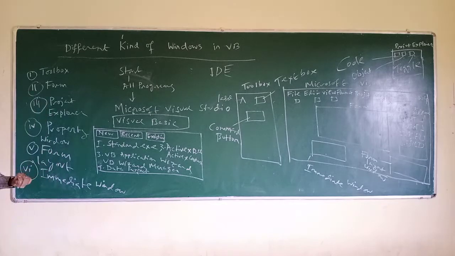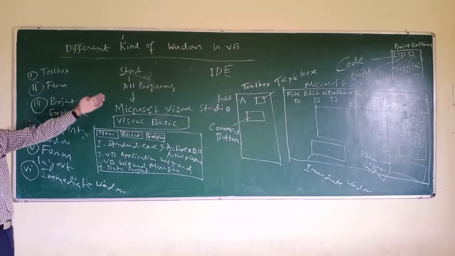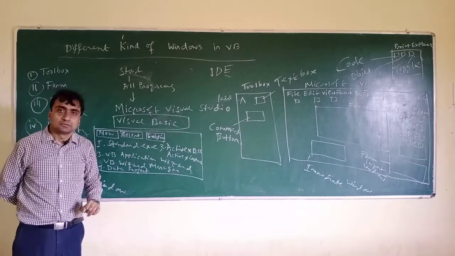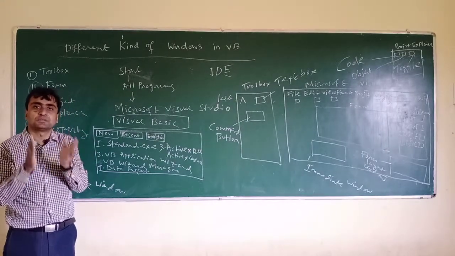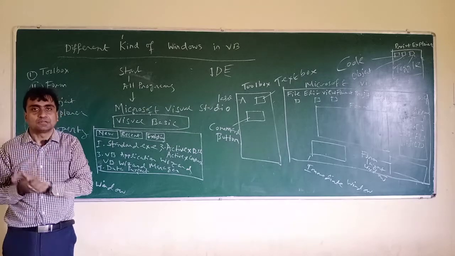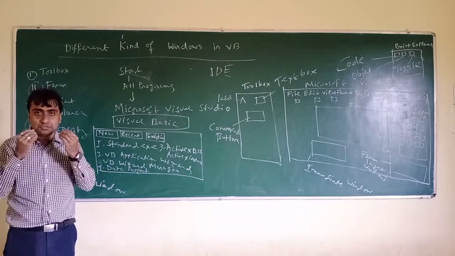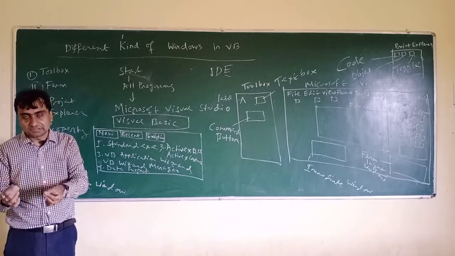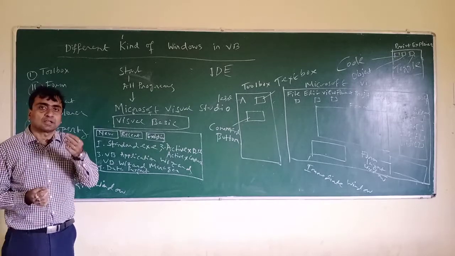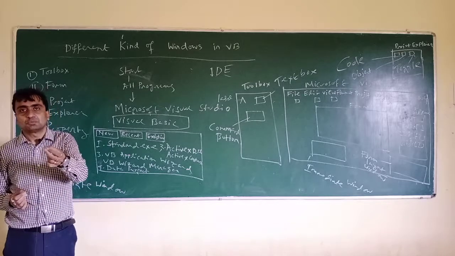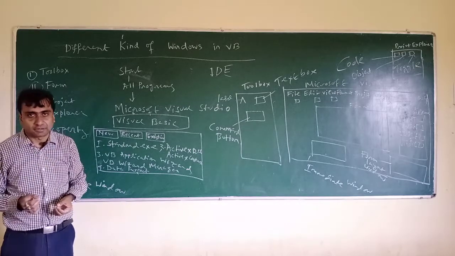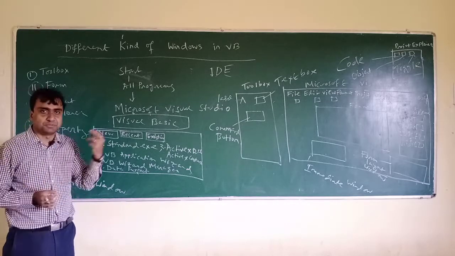Today we'll study what? Different kinds of windows in VB. Why is that word window coming? Because Visual Basic is based on design and coding. Visual Basic is based on visibility. Visual Basic has the word visual, and for that what is required? Design is required. For design what is required? An interface is required. The interface is nothing but a window.